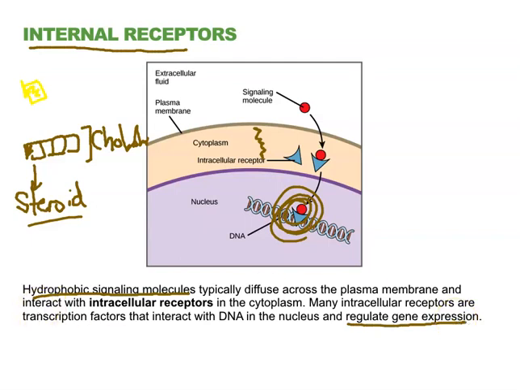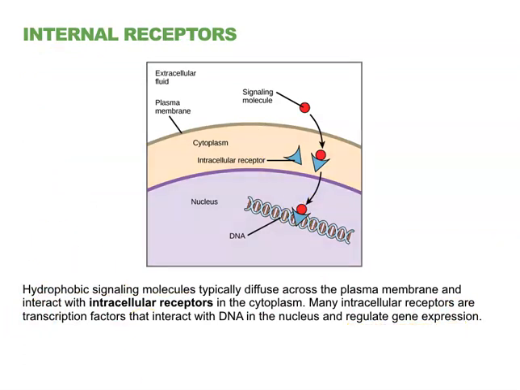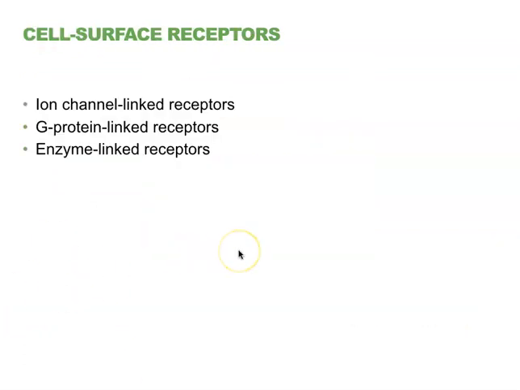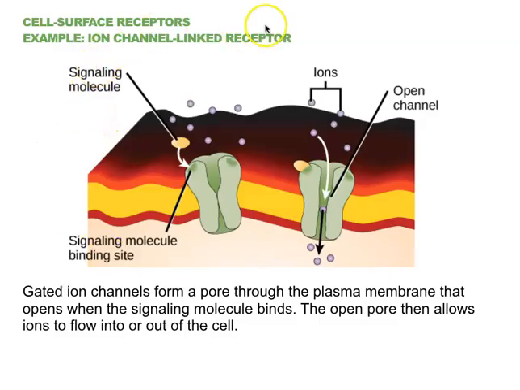Having told you that, let's move on. There are many types of cell surface receptors. We can have ion channel linked, G protein linked, and enzyme linked. We're going to go through examples of each of these. The first example is going to be the ion channel receptor, where some signaling molecule here in yellow binds to the binding site here on a receptor.